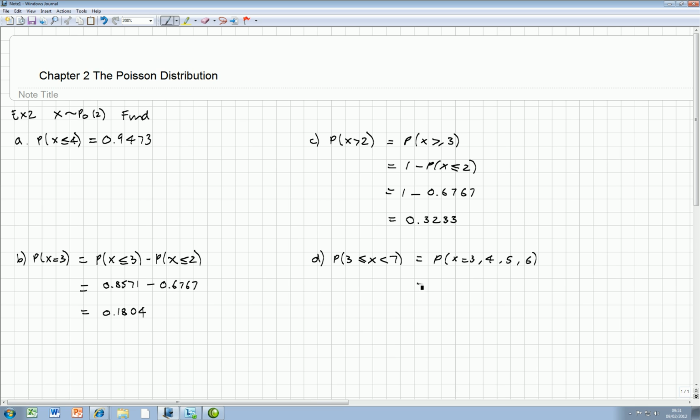So this is going to be the probability that x is less than or equal to 6 minus the probability that x is less than or equal to 2. We can get those values straight from the table. I won't show you how to do that, I'm sure you can figure that out. So that's going to be 0.9955 minus 0.6767, and that comes to 0.3188. There you go.